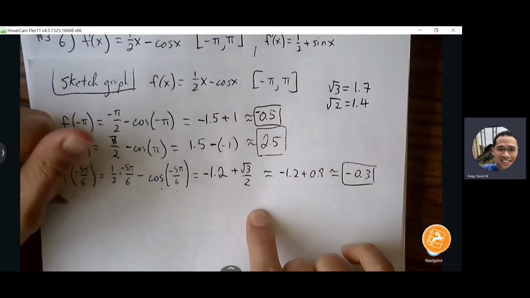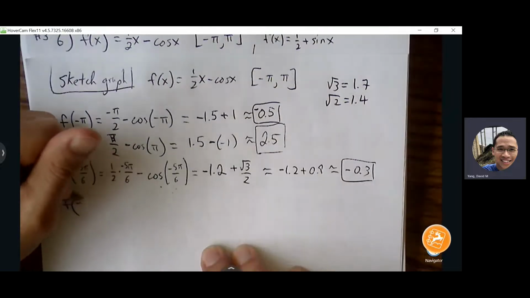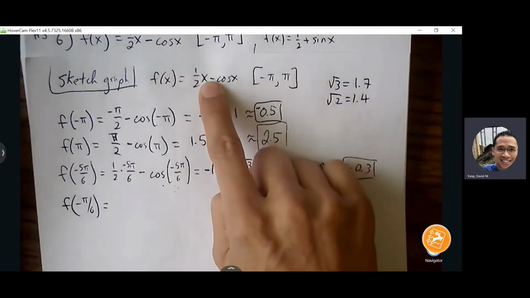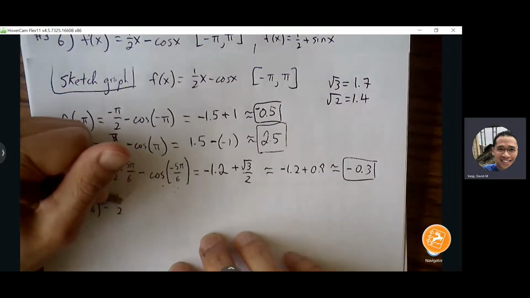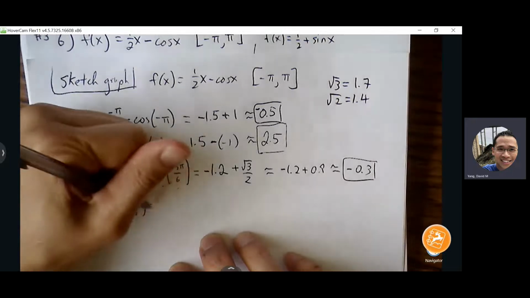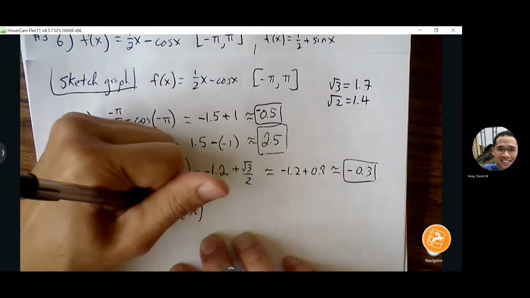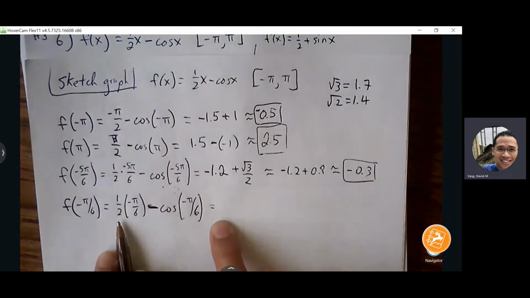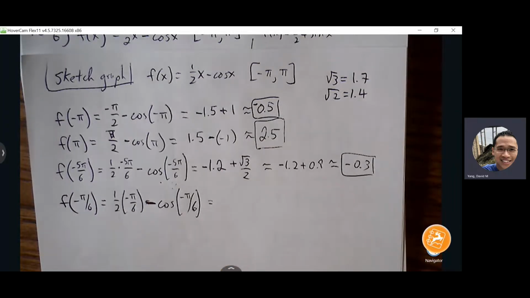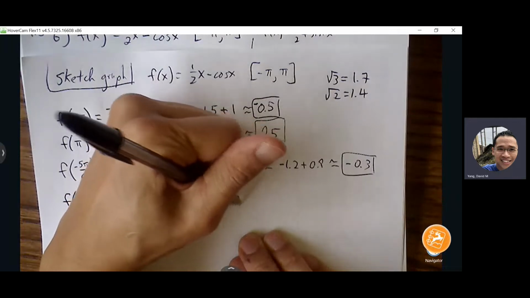Okay, f of negative pi over 6. Okay, 1/2 times negative pi over 6. Again, treat pi like a 3. So this is negative pi over 12, negative 3 over 12, which is around negative 1/4, so negative 0.25 or negative 0.2. It's good enough.